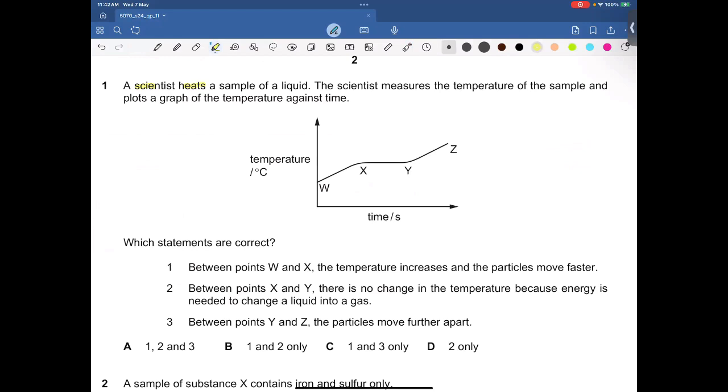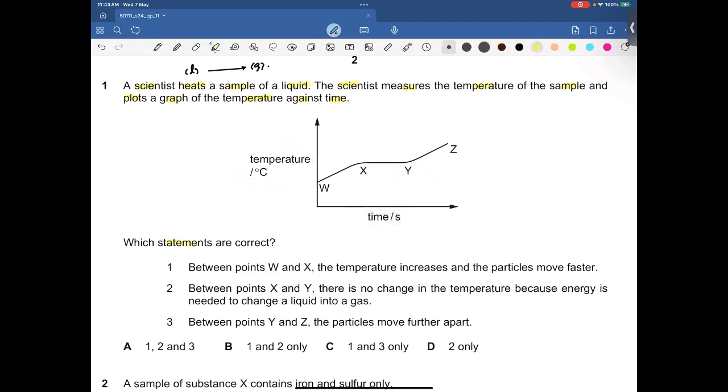A scientist heats a sample of a liquid. So we have a liquid, and when we heat it, according to my lecture, it will turn to gas. The scientist measures the temperature of the sample and plots a graph of temperature against time. This graph we have done in the class. Time is on the x-axis, temperature has to be on the y-axis.